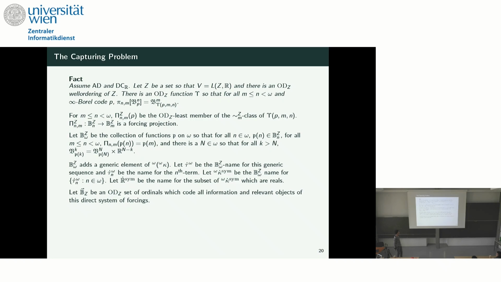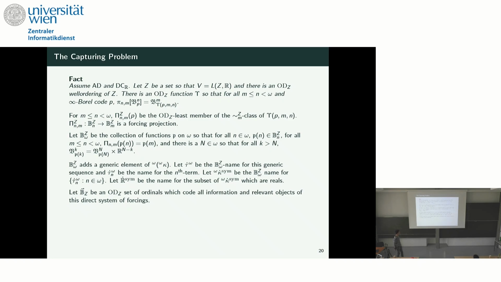So now once you have this directed system of forcing projections, you can define the directed limit. You can let B_ω be the collection of all functions p on ω so that p(n) is always in B_n. For any m less than or equal to n, π_nm of p(n) is equal to p(m), and it has this kind of finite support condition. So there is some capital N, so that for any k bigger than N, the k-dimensional set coded by p(k) is the N-dimensional set coded by p(N) cross R^(k-N), all the remaining dimensions.